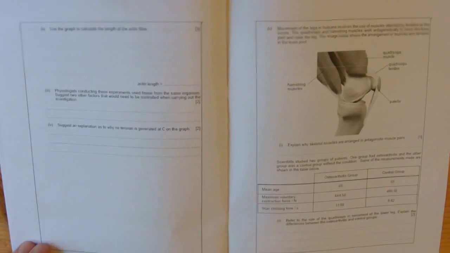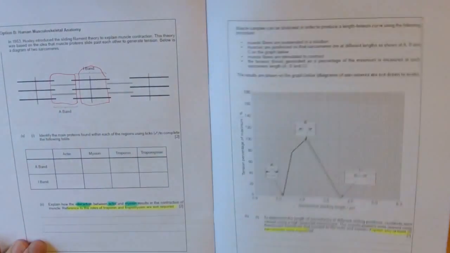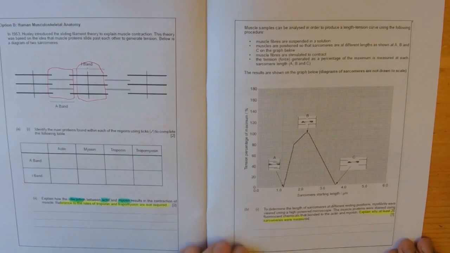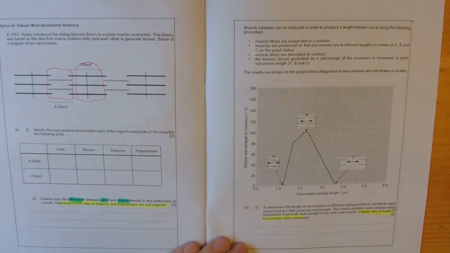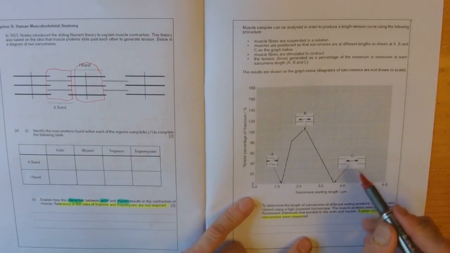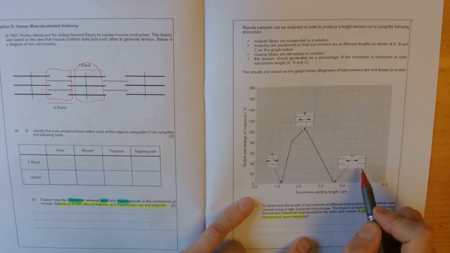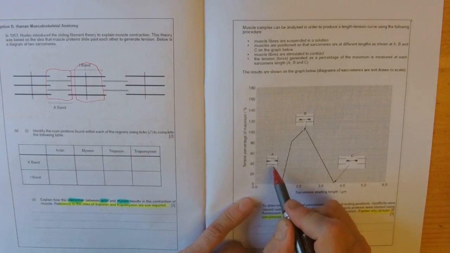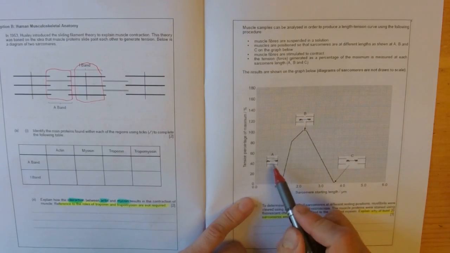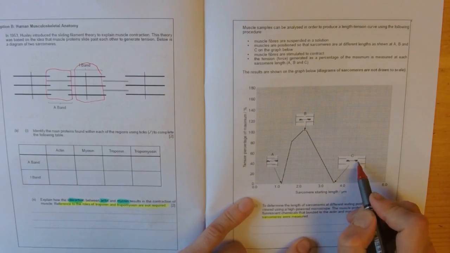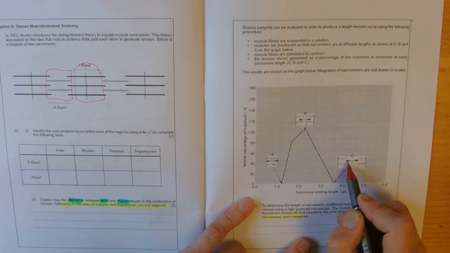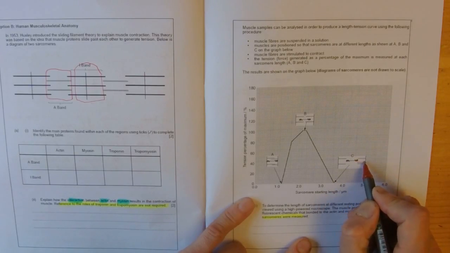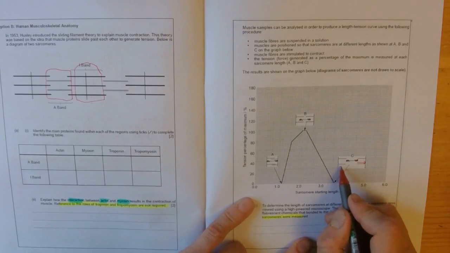Use a graph to calculate the length of the actin fibre. This is difficult to get your head around. I couldn't do it at first. On this diagram here, compared to, that's the intermediate one, compared to say A. If you look at the end of the myosin, this moves the whole length of the actin. So the actin is this.